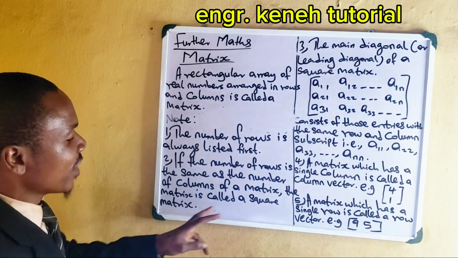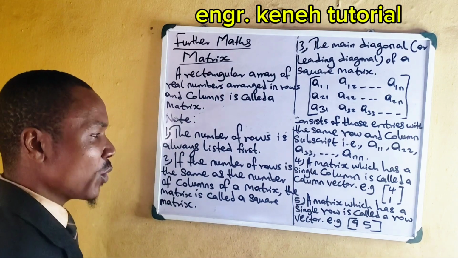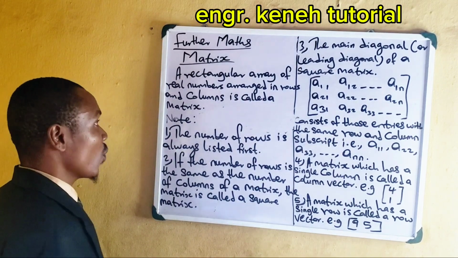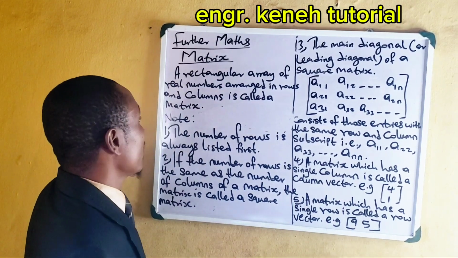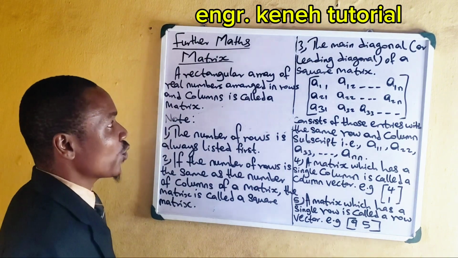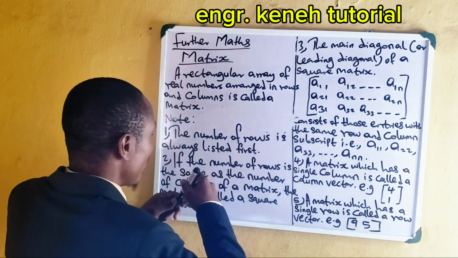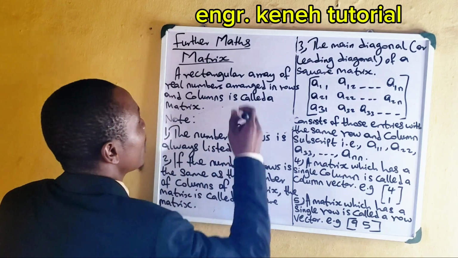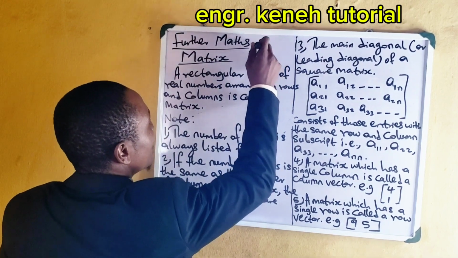Number 2, if the number of rows is the same as the number of columns of a matrix, the matrix is called what? A square matrix. Yes, of course. When the number of rows happens to be the same as the number of columns, it should be a square, because you know in a square, all the sides are equal.